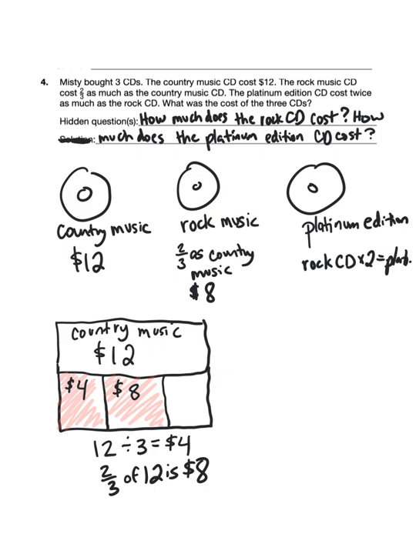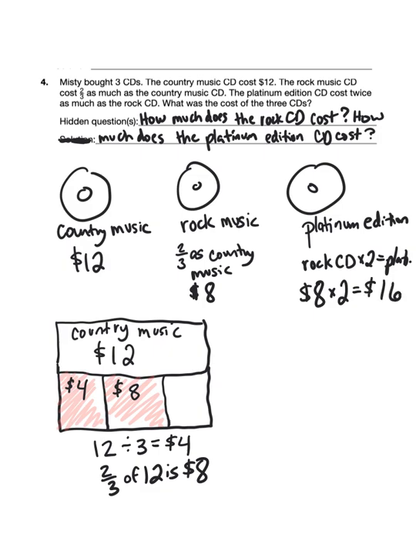Now we're making progress. Okay, so now last we have to figure out this Platinum Edition CD, which is 2 times the cost of the rock music. Okay, so $8 is the rock music CD. Multiply that times 2, that gives us $16.